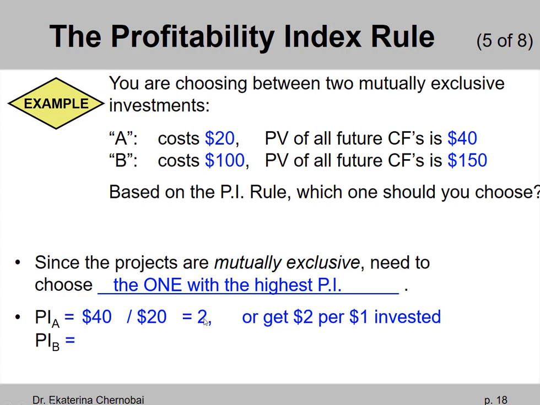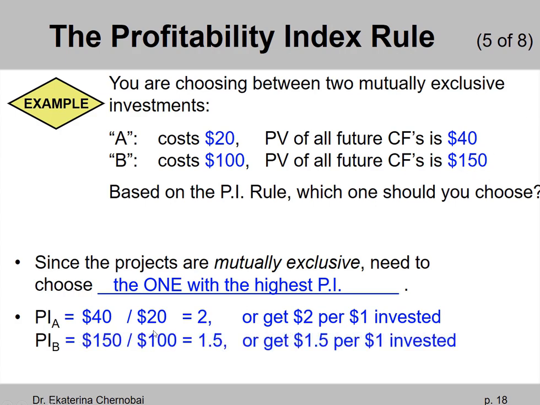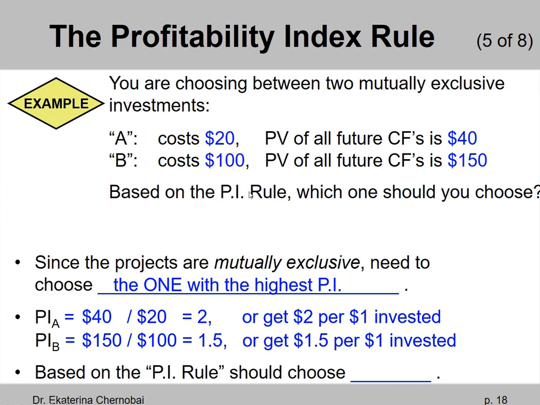We get 2. It means you double your money. For every $1 invested today, you get $2 back, right? So you get an extra dollar on every dollar invested. For project B, the profitability index is $150 received in the future, divided by $100 invested today. And that equals 1.5. So you less than double your money, you increase your money by 50%, right? For every $1 invested today, you get $1.50 back. Based on the Profitability Index rule, which is what we are asked to use in this problem, you should choose project A. That's because the profitability index is higher for project A than for project B, right?